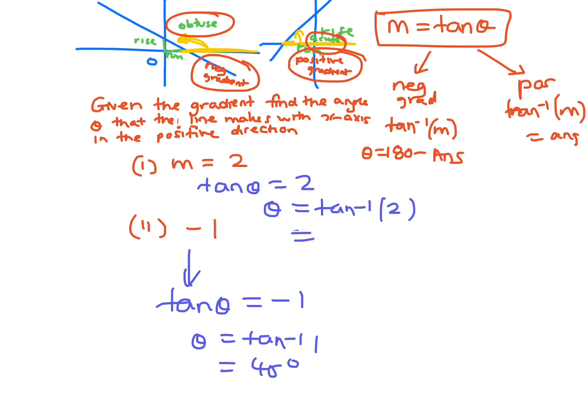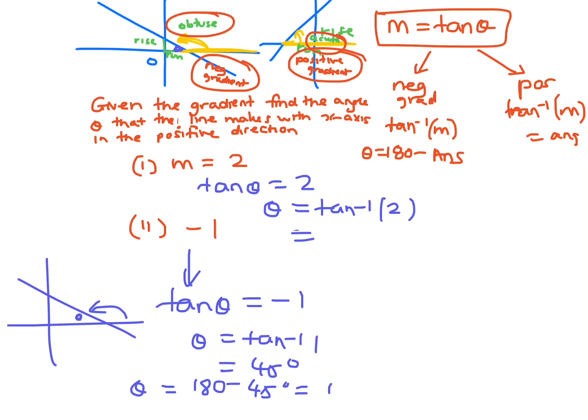But we don't want the little angle inside here. We don't want that angle. We want that angle there, the one that makes it in the direction of the positive axis. So theta is 180 minus 45, so you end up with 135 degrees. Okay, so when you go shift tan of 2, you end up with 63 degrees, and it's an acute angle because it is a positive gradient.